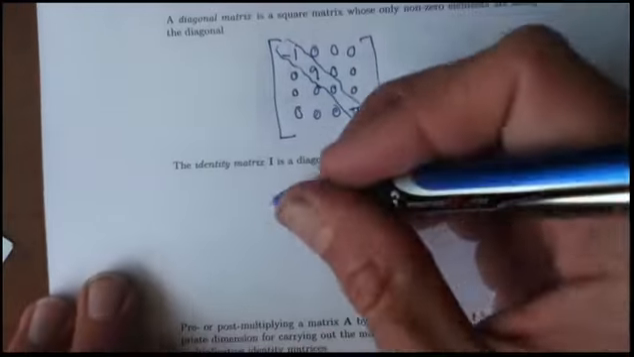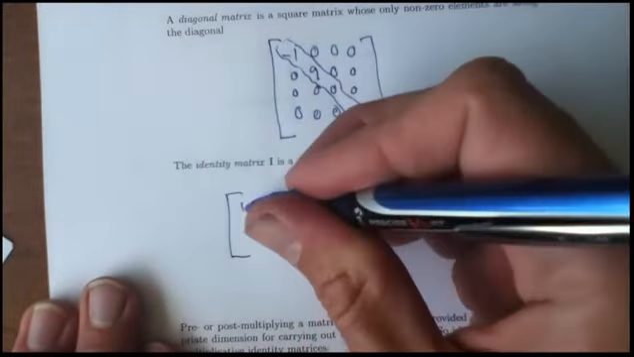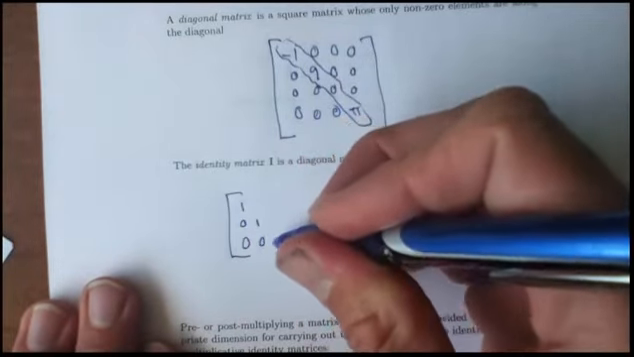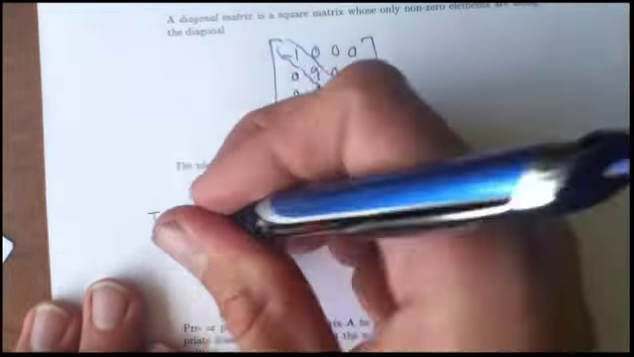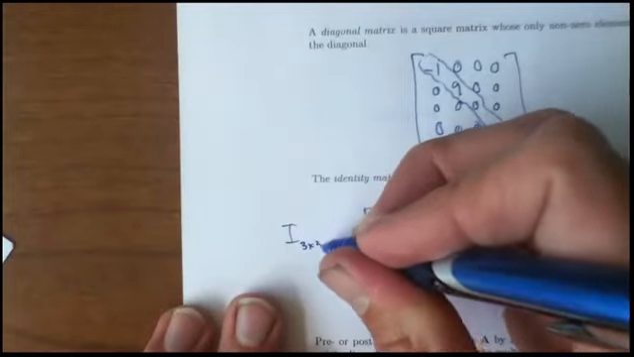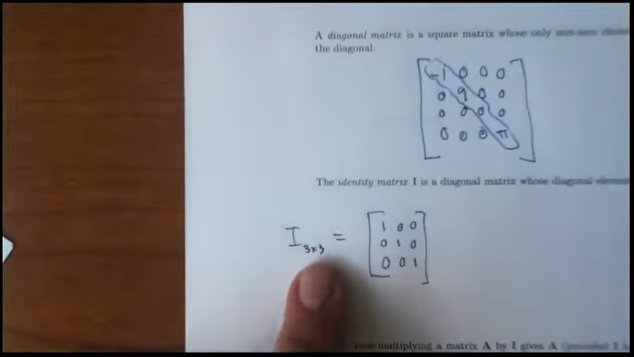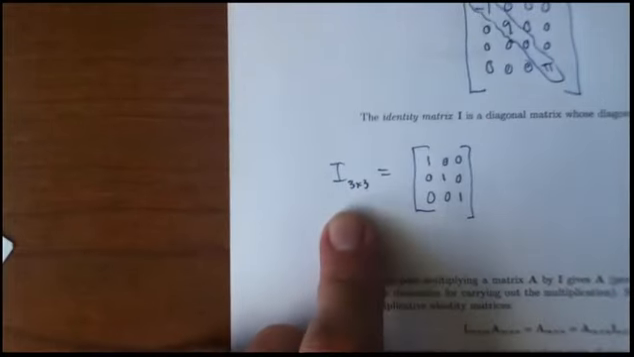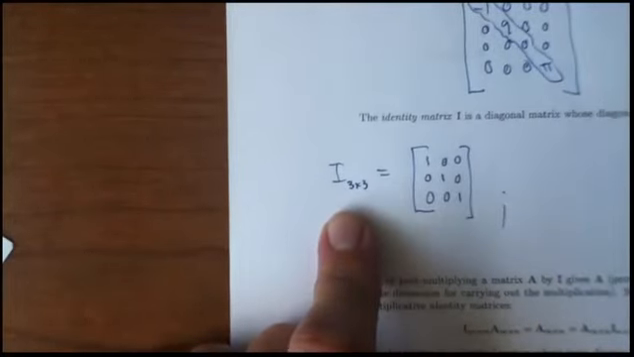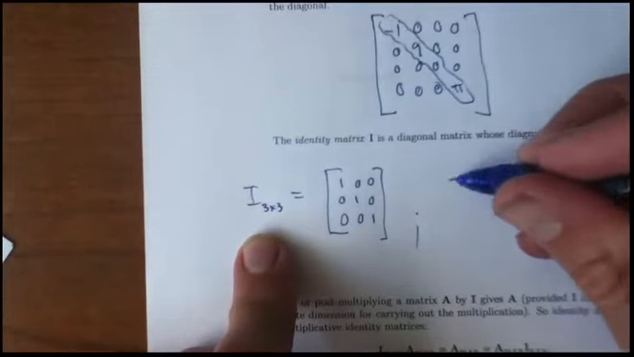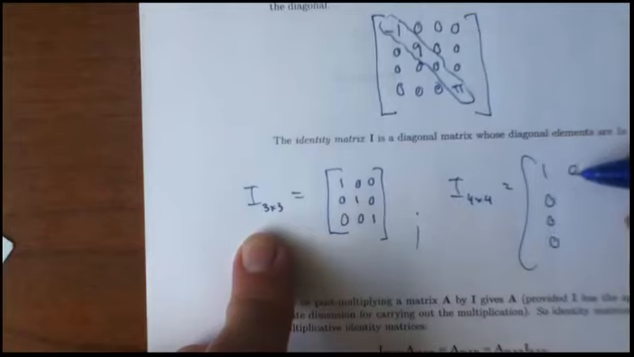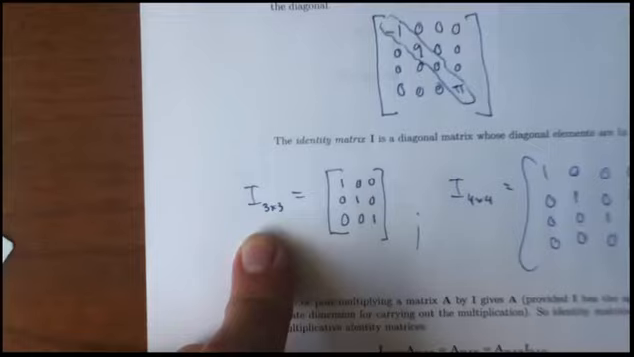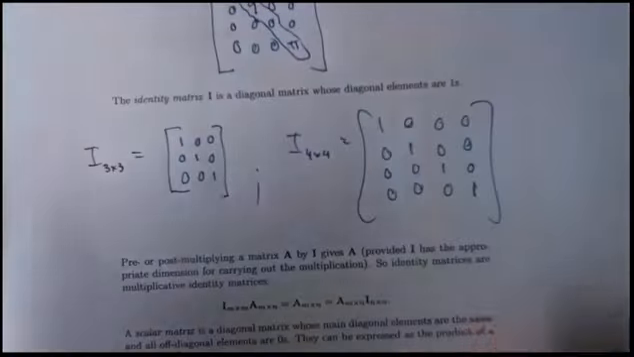The identity matrix I is a diagonal matrix with only ones along the diagonal. Sometimes we denote it with its dimension to denote that we're talking about the identity. That's a 3 by 3 matrix, or if we had the 4 by 4, it looks like that. Okay.